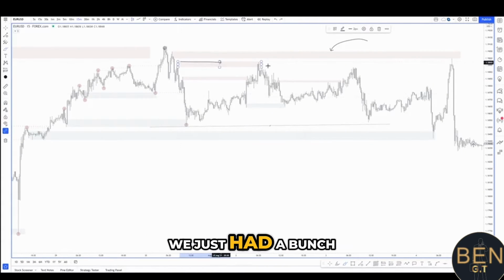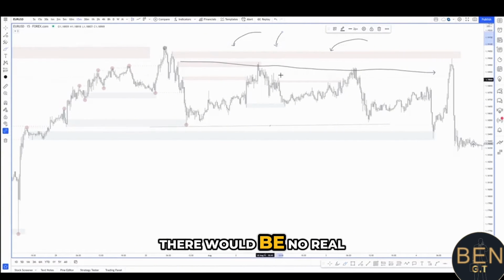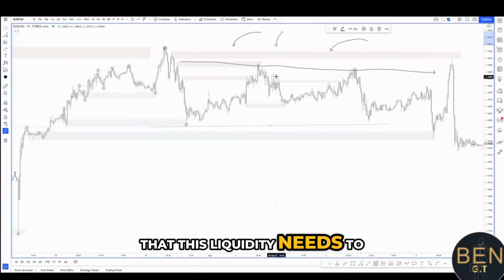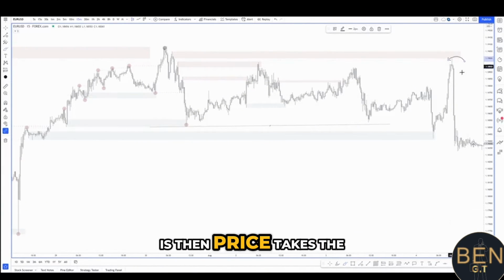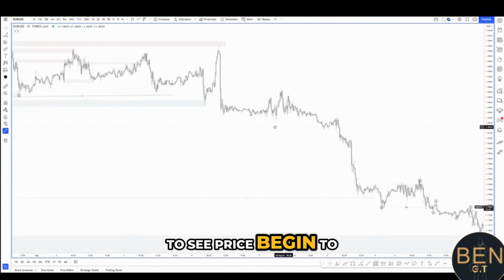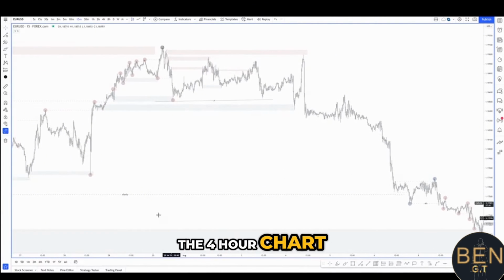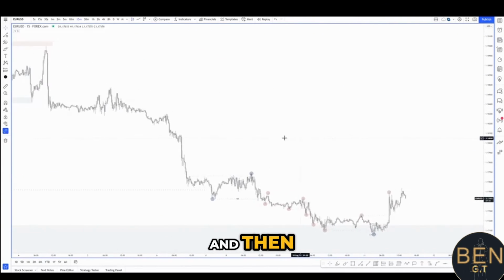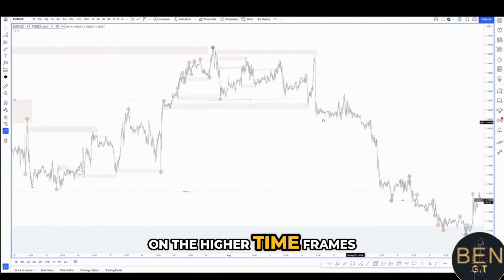Now, of course, if we just had a bunch of liquidity resting, but nothing up here, then there would be no real discernible reason that this liquidity needs to be taken before any real move happens. And what we can see is then price takes the liquidity, taps into the supply zone, and then continues to the downside. And that's when we start to see price begin to shift from bullish to bearish on the 4-hour chart. We start to see daily breaks of structure, and then the trend begins to shift from bullish to bearish on the higher time frames.